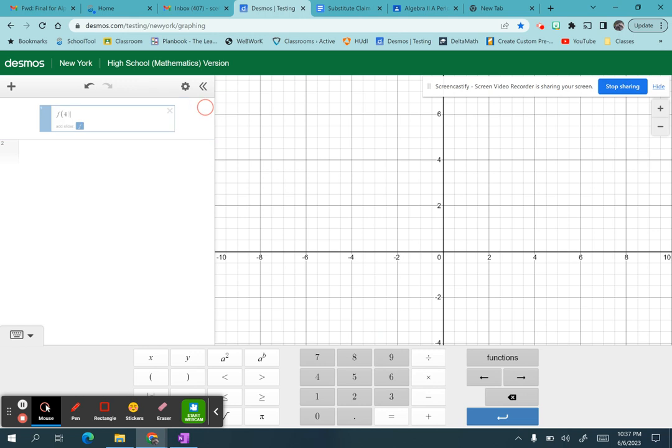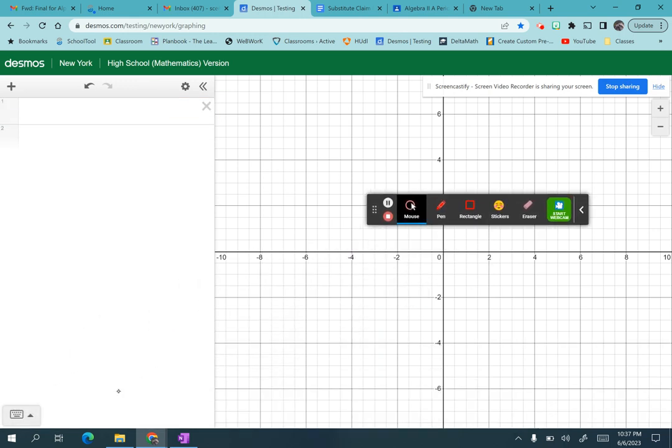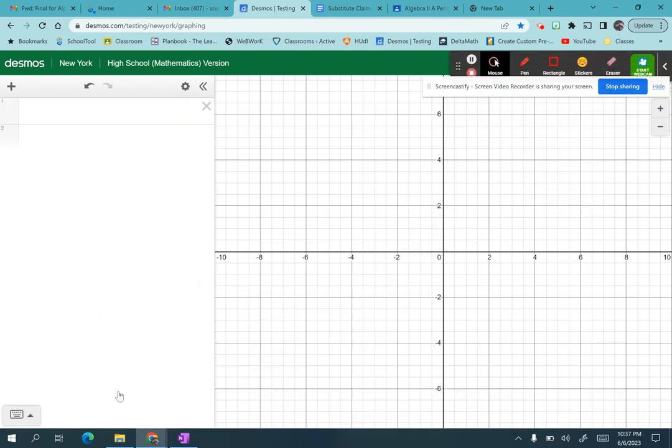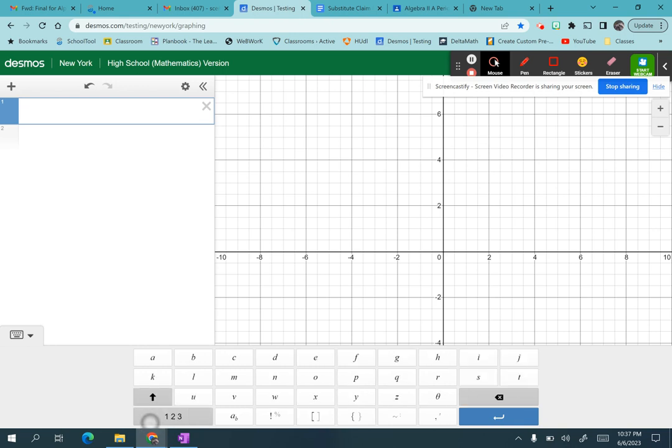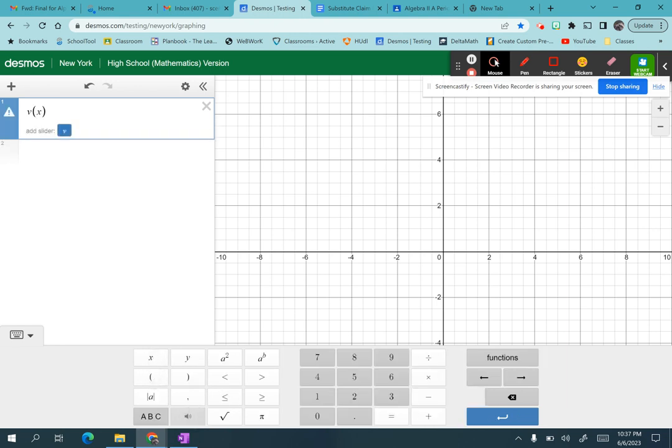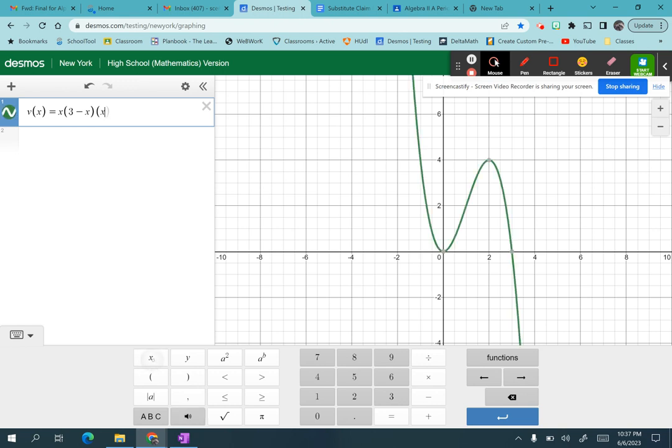So let me just get rid of whatever I have in here and move this thing because we don't need it. And we are going to call this what it's called. So we will say v of x is equal to x times (3 minus x) and (x plus 4).